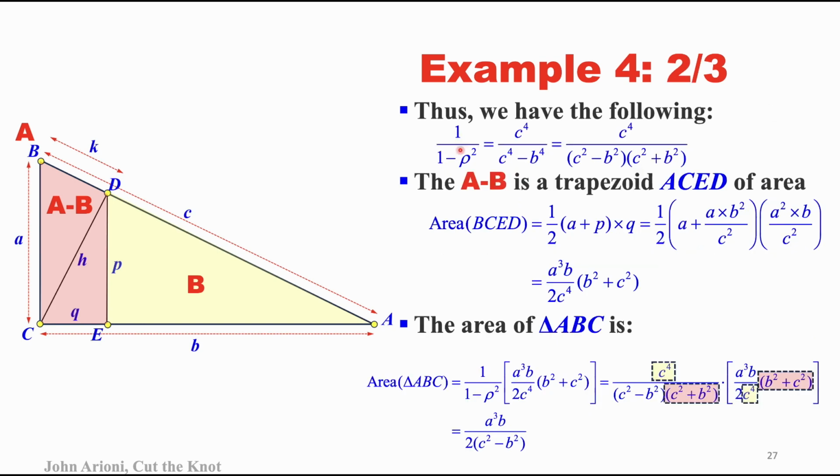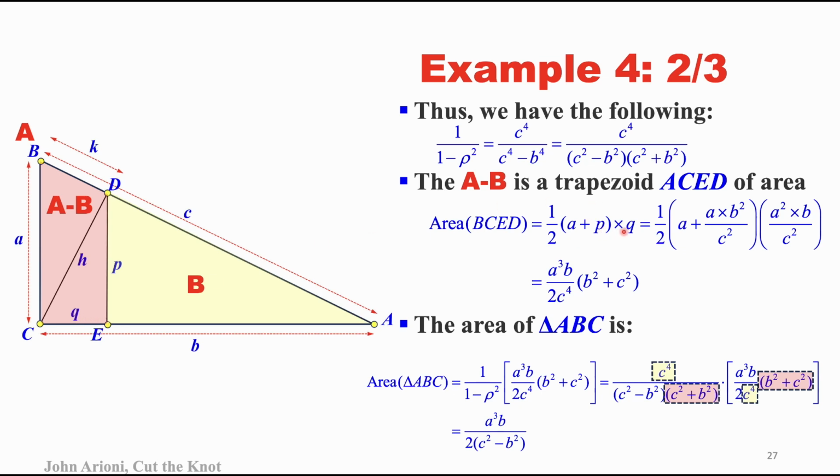As a result, 1 over 1 minus rho squared is this, a little bit more complex. The area of BCED, which is a trapezoid, is this. So it's the sum of this p and the a multiplied by the altitude divided by 2.